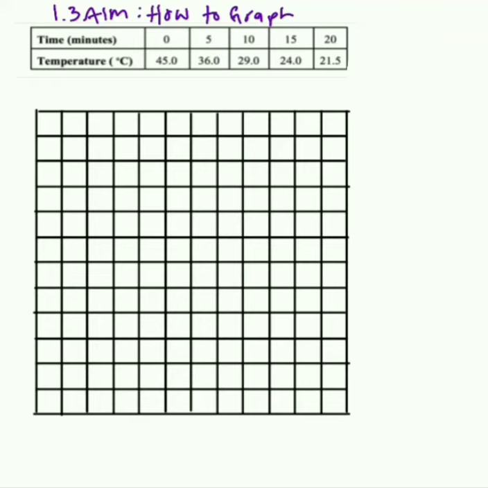I want to show you guys in video form how I want you to graph. So this is for AIM 1.3, and this will be embedded in your slides so you guys can watch this later at your own time as well.